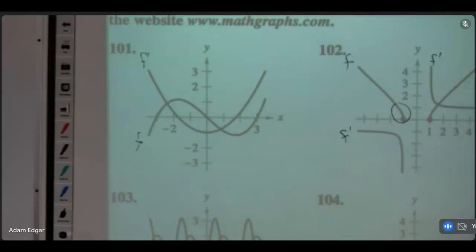Any follow-up comments on 101 and 102? That was there mostly as a reminder of doing this stuff when I gave you a graph and said sketch the f prime. It's similar, except they're giving you both graphs, so you've got to figure out which one's which. 111.